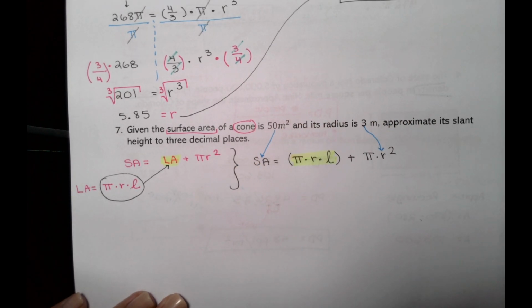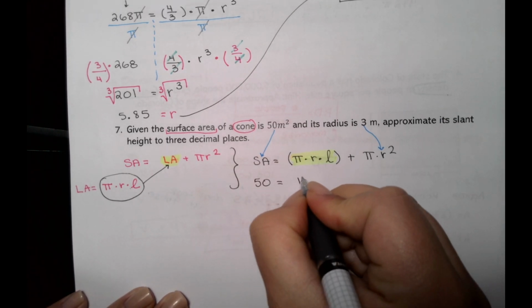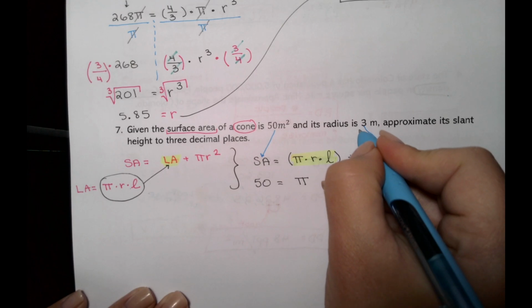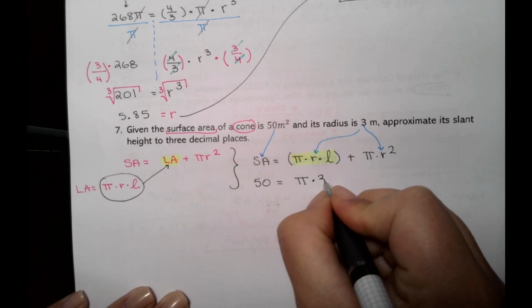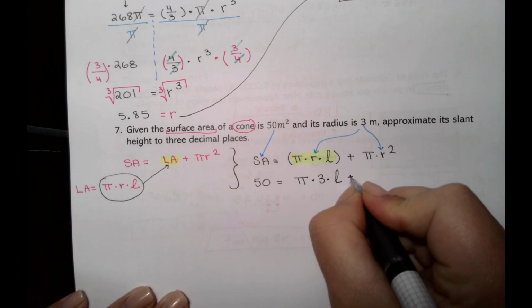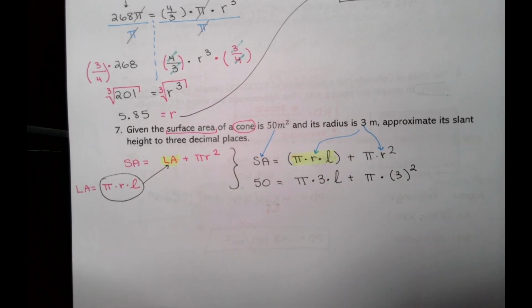So let's plug in some values. We have 50. Oh, and look, I have another radius here. We don't know the slant height. Approximate its slant height to 3 decimal places. So we are rounding on this one. So the first thing we need to do is we're going to go ahead and evaluate any numbers that we have, and then we're going to start to get rid of things.